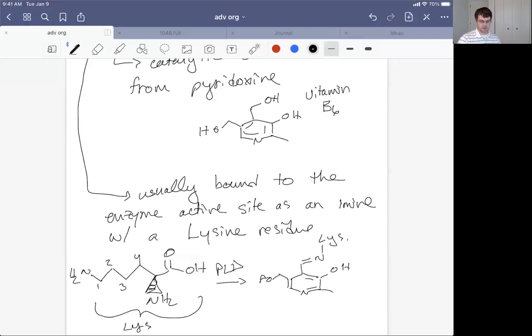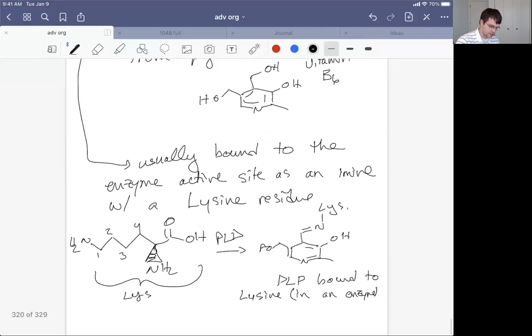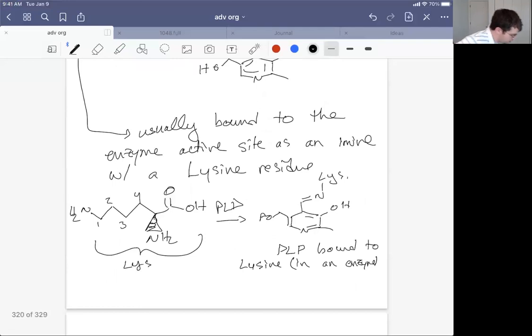And that OH is probably providing a hydrogen bonding interaction. Kind of goes on and off, but that really controls the geometry of the PLP cofactor once bound to the enzyme. So PLP bound to lysine. And that's typically how we see PLP occurring in an enzyme. Okay, so now that we have PLP in our enzyme, let's do some chemistry on it. So the first thing that happens, now we can talk about the mechanism of transamination.